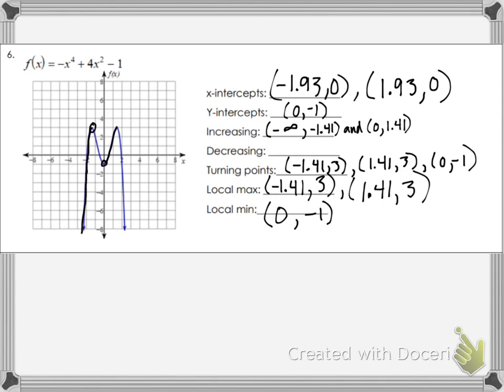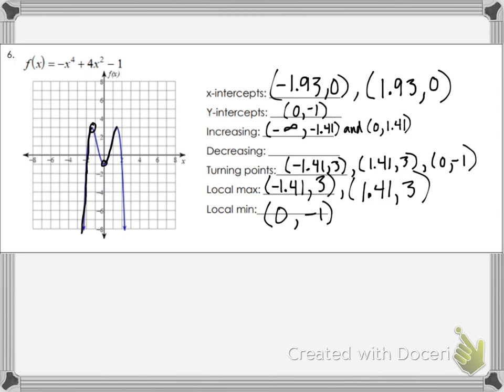Does that make sense? There's no starting point, so it starts at negative infinity, increases all the way until it gets to negative 1.41. Then it switches to decreasing. Then when it hits 0, it starts increasing again, and it increases until 1.41. Does everyone see that? Okay. Now let's talk about decreasing.